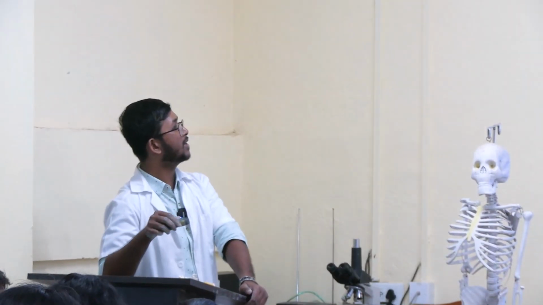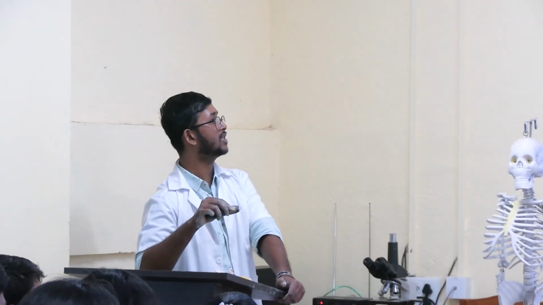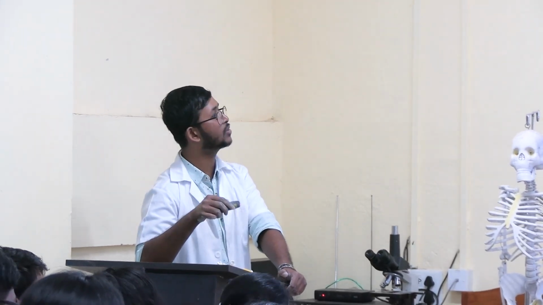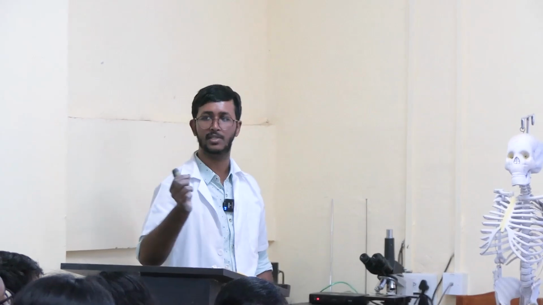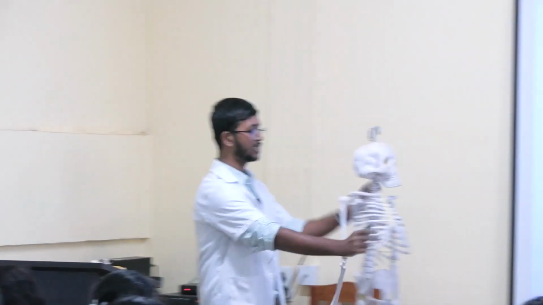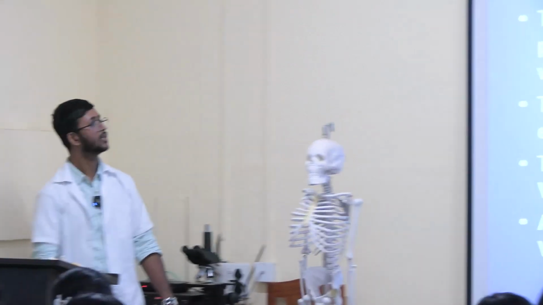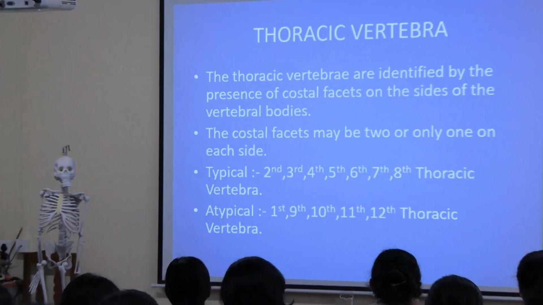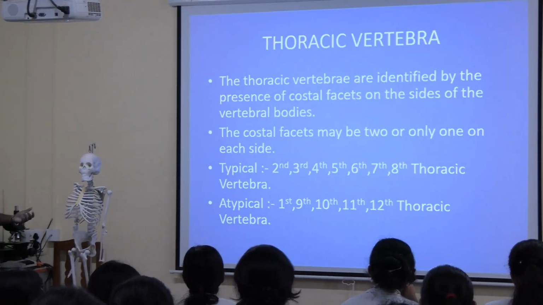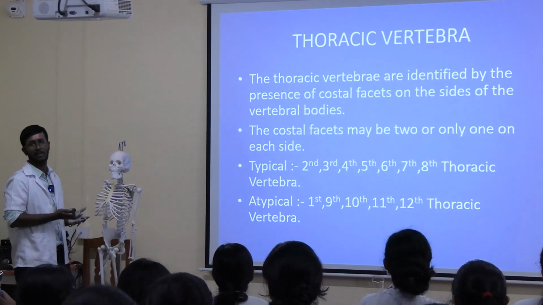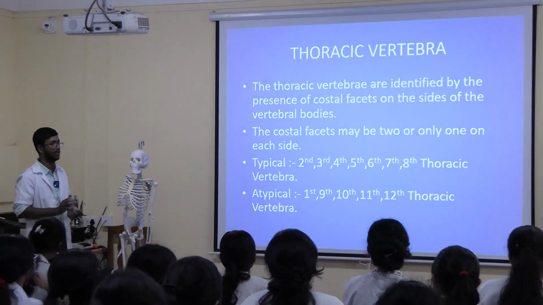The thoracic vertebrae are identified by the presence of costal facets. Obviously, costal facets will be there. Costal facet means the facet for the ribs. The ribs attach with the thoracic vertebra only. So they will have a costal facet on the transverse process. This costal facet may be two or only one on each side depending on the vertebra. Thus we know which are the typical and the atypical vertebrae. Today we will be studying only the typical vertebrae.